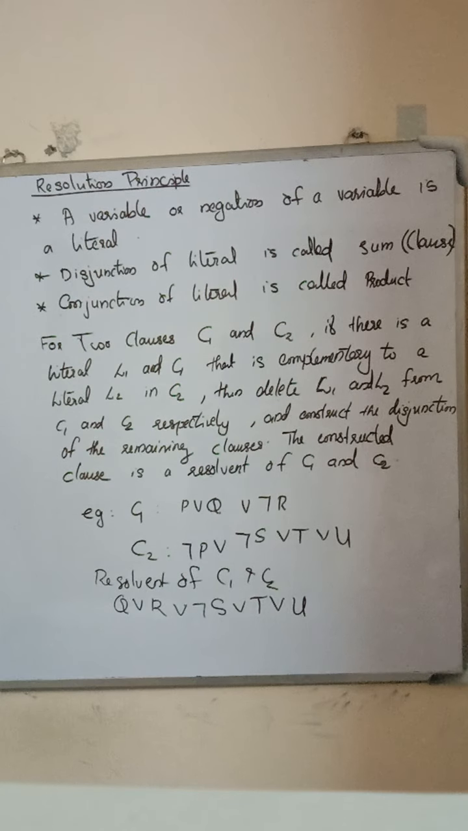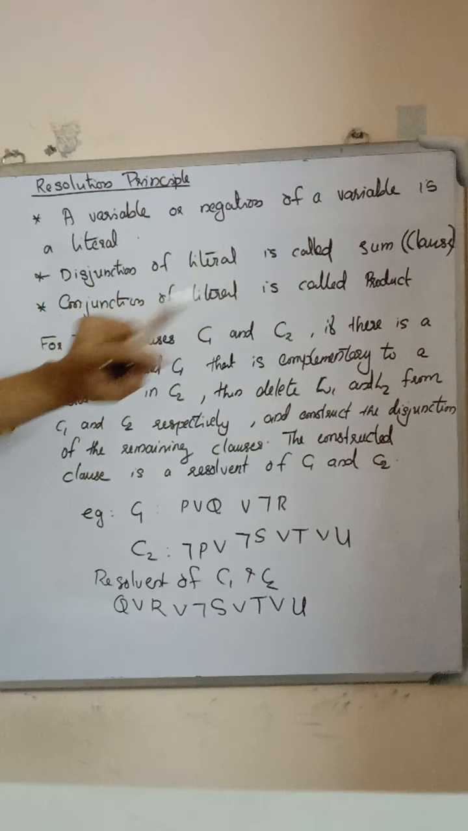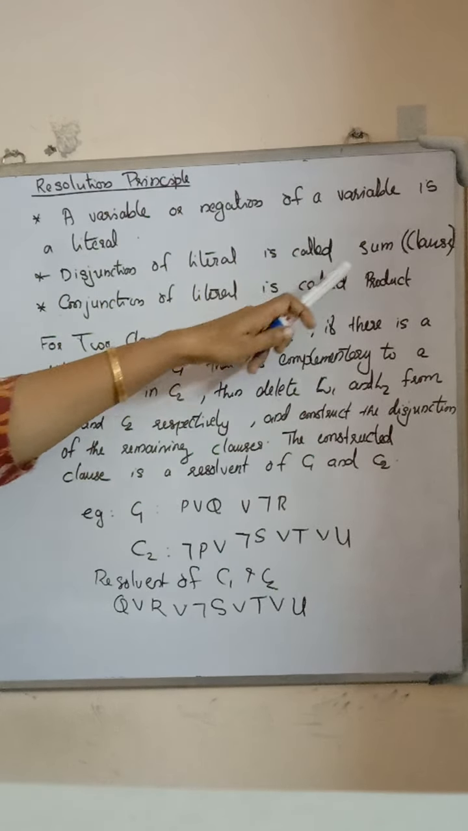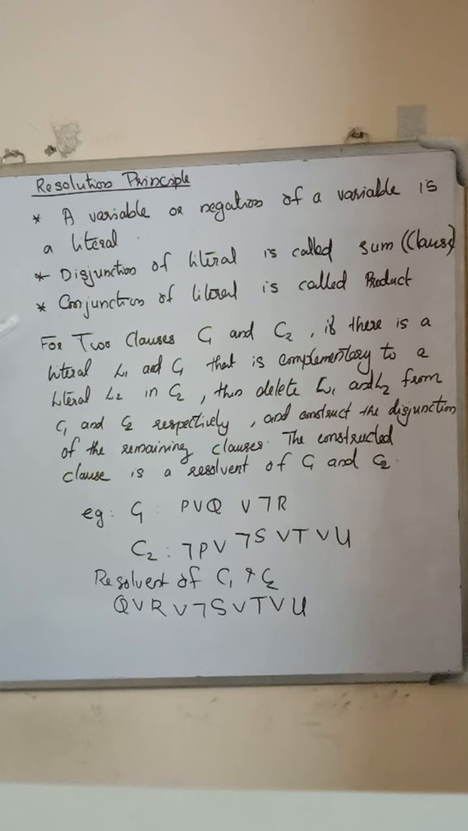Today we discuss the resolution principle. A variable or negation of a variable is called a literal. Disjunction of literals is called a sum, or it is known as a clause. Conjunction of literals is called a product.